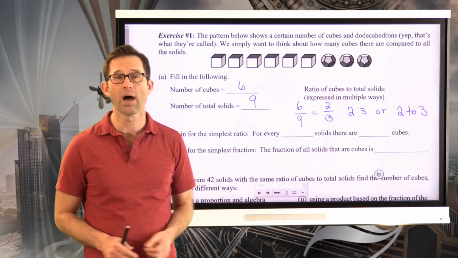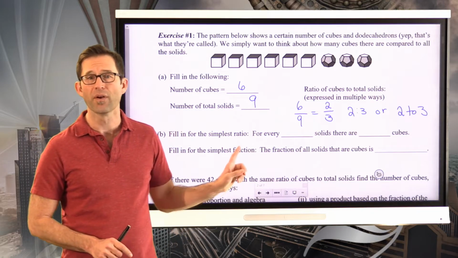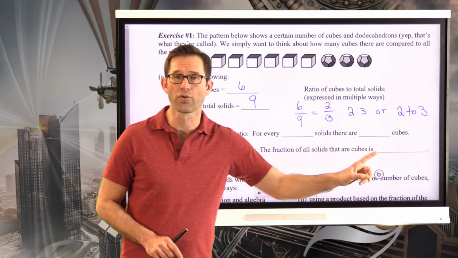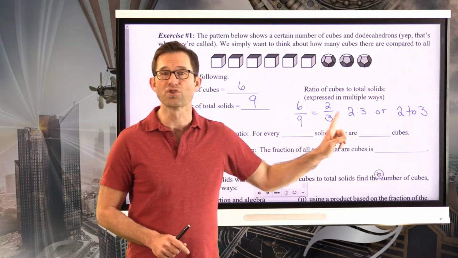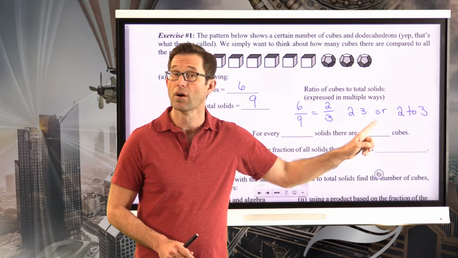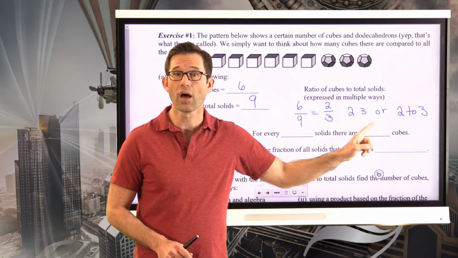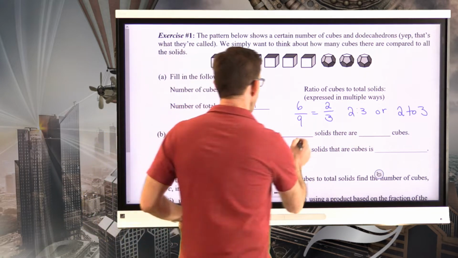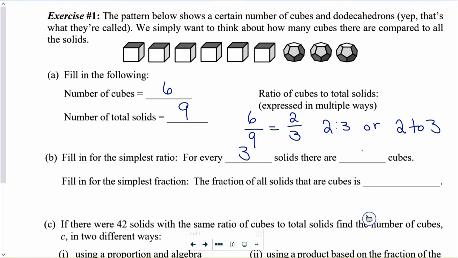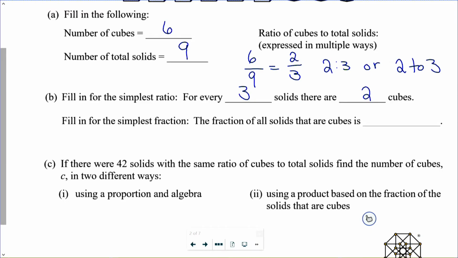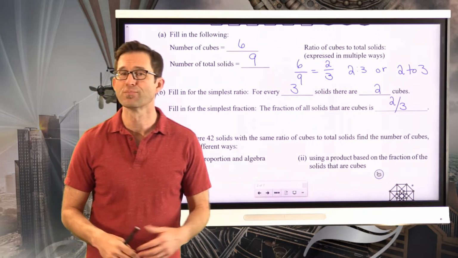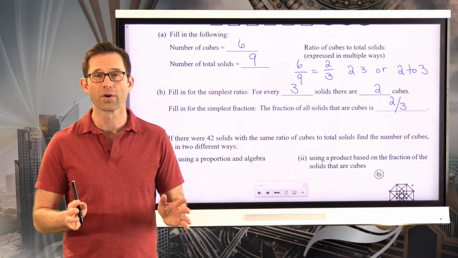Now again, you got to watch out. You got to make sure you read carefully. It'd be very tempting to say for every 2 solids there are 3 cubes, but that's not true, right? The whole point is the ratio is 2 cubes to 3 solids, or read the other direction, 3 solids to 2 cubes. So for every 3 solids, there are 2 cubes, right? Fill in for the simplest fraction. The fraction of all solids that are cubes is 2/3, right? 2/3 of all the solids are cubes.